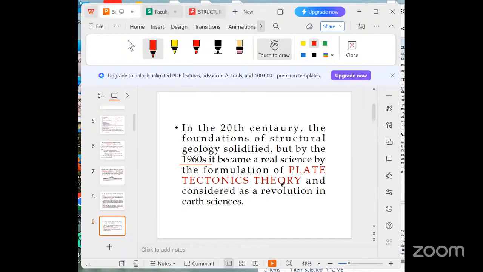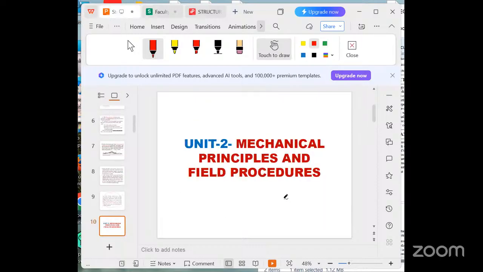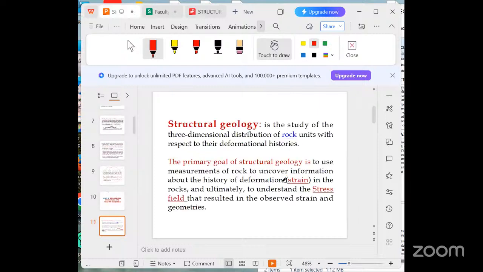It's called plate tectonic theory. This is also very important, and it is considered a revolution in earth sciences. So this is the very important plate tectonics theory. And now we are going to mechanical principles and field procedure.